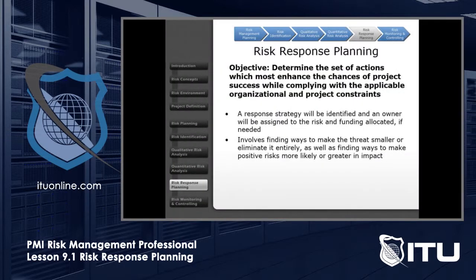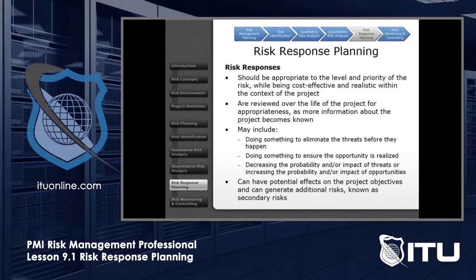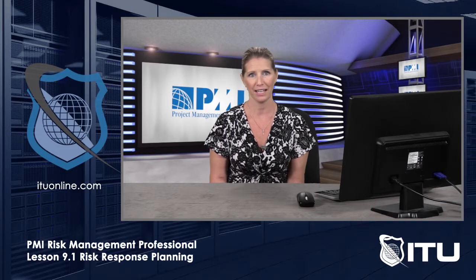Finding ways, when we plan our responses, to make any threats smaller or eliminate them entirely, and perhaps make positive risks more likely or greater in impact. So this is where it all comes together and we decide what we're going to do with the particular risk. Okay, so we want to make sure from a risk response perspective that it's appropriate to the level and priority of the risk, while also being cost effective and realistic within the context of the project. Again, I've been in situations where people have wanted to spend more money on a risk response than the actual risk event itself would cost if it occurred. And so you just want to balance that and make sure it's appropriate.